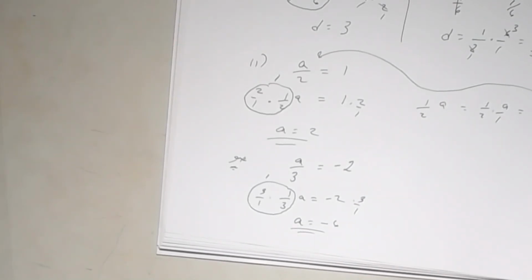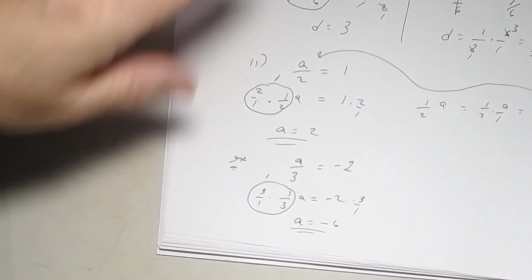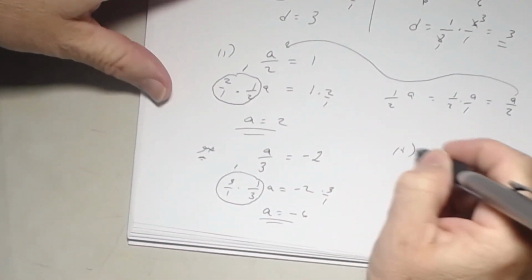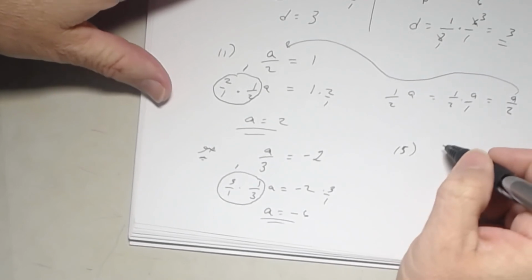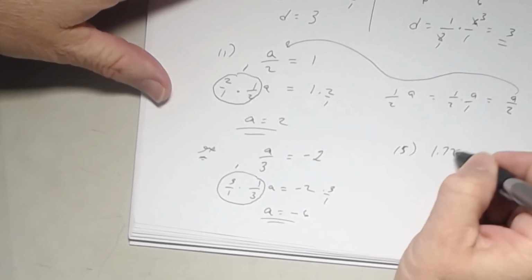All right. Now on that worksheet you got, there's one of them that has a decimal in it. So let's just do one real quick. So this is going to be number 15, just to show you what to do on that worksheet. And it's very simple. You can use your calculator though.